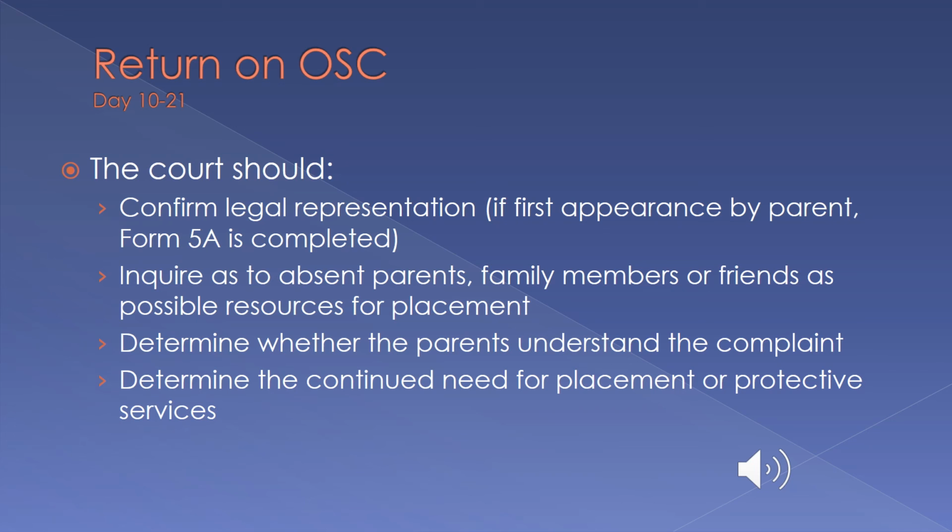The second court date is called the return on the order to show cause. The court will confirm the appointment of legal representation and start asking about other family members or friends, as well as any absent parents. Make sure the parents understand the complaint and the allegations and determine whether or not there's a continued need for placement or protective services.